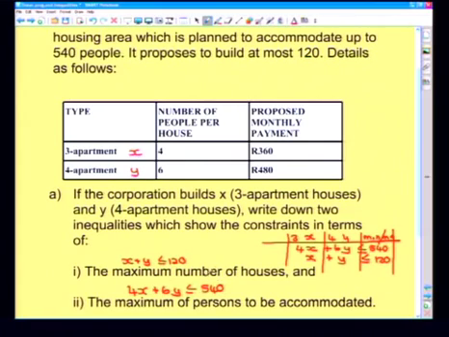Of course, nothing's stopping you simplifying this equation down. In fact, let's do it straight away. Now, if we look here, we can see 2 divides into everything. So we're going to have 2X plus 3Y less than or equal to 270. Right, now we have to represent these graphically. Now, of course, we were dealing with apartments.